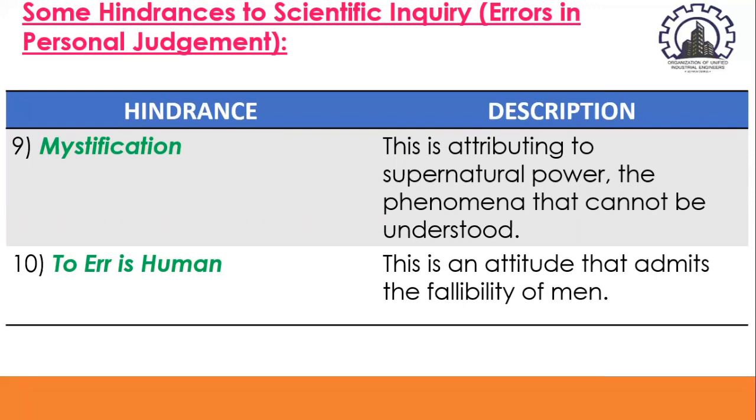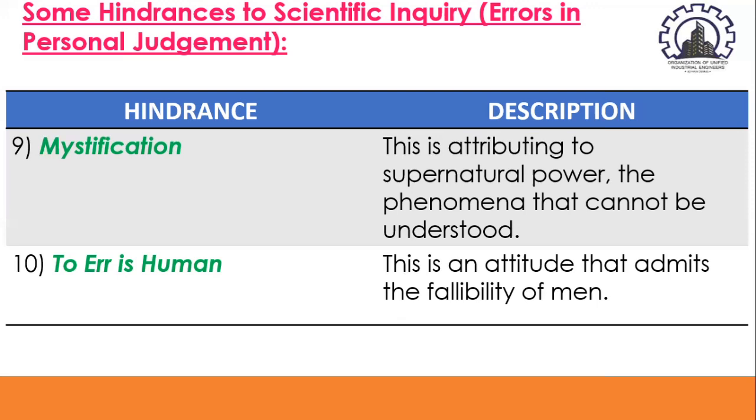And another is to err is human. This is an attitude that admits the fallibility of man. So when a man renders a wrong decision or commits a mistake, he merely leans on the saying, to err is human. So he does not make any effort anymore to study why he committed the error, how he committed the error, the implications of his error, how he can correct his error, and how to make more sound decisions in the future.